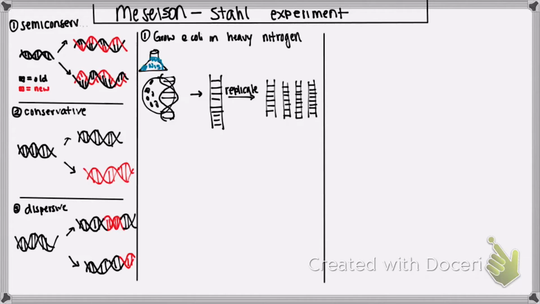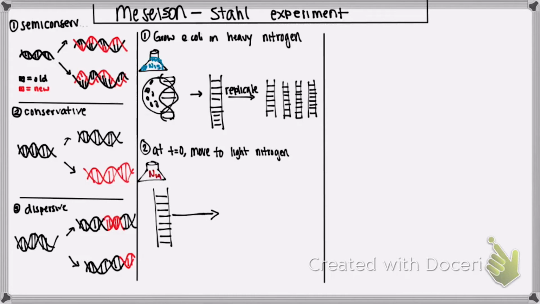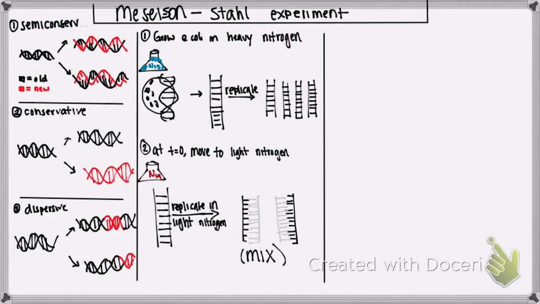Then at T equals 0, or starting the experiment, they moved it to a light nitrogen. The light nitrogen was N14, and N14 is different in the drawing from heavy nitrogen by a lighter color. Heavy nitrogen will be dark black, whereas light nitrogen will be gray. When it replicated inside the light nitrogen, the DNA split and then the new light nitrogen bonded onto it. So you have two strands of DNA from one, and it's a mix. Half of it is old, or heavy nitrogen, and the other half is light nitrogen.